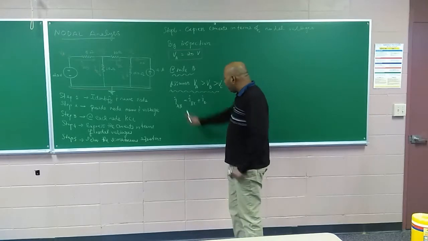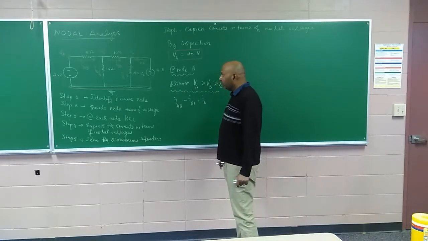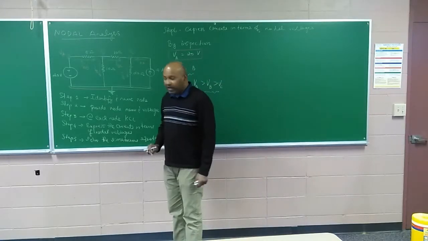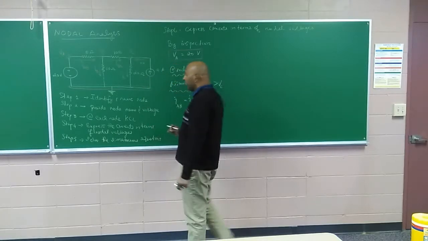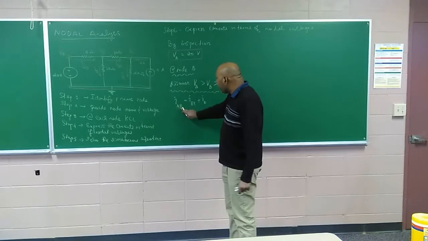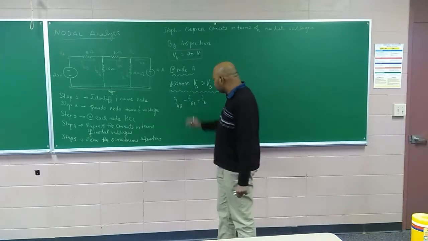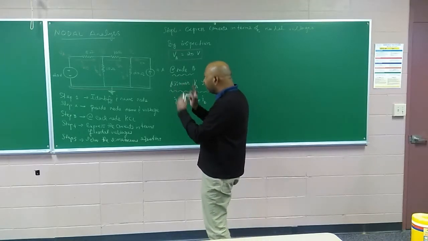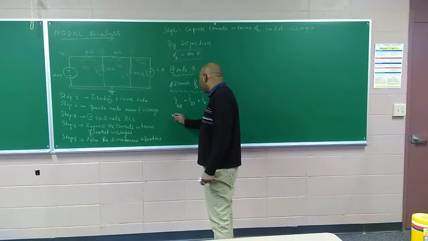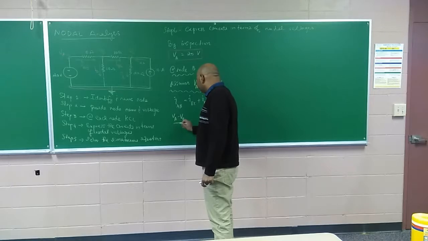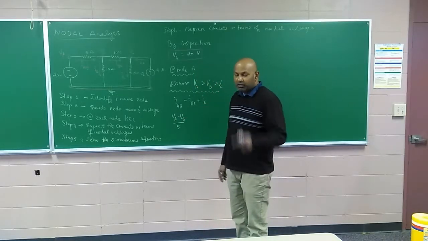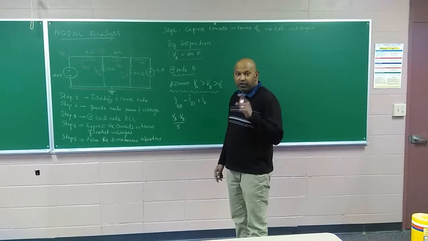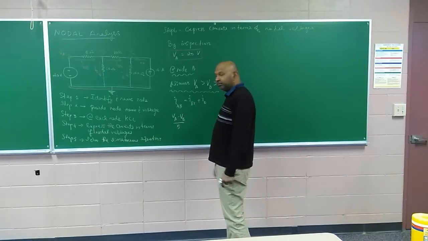And also, I can write IAB, which is the current through the 5 ohm resistor, in relation to the voltage drop across that resistor by using Ohm's law. IAB can be written as the voltage difference across the 5 ohm resistor, which is nothing but VA minus VB divided by 5 ohms. Ohm's law, V is equal to IR, so therefore I is going to be V over R.